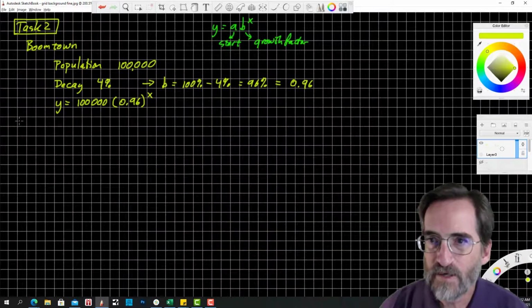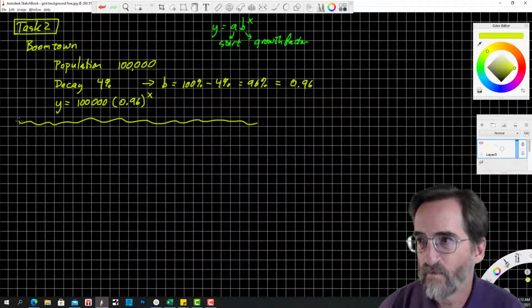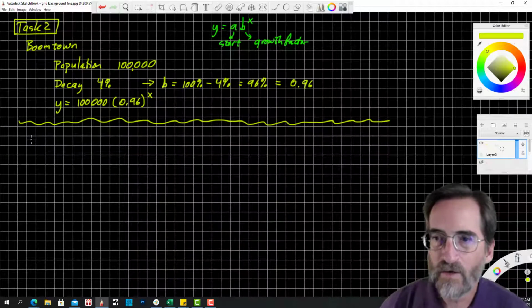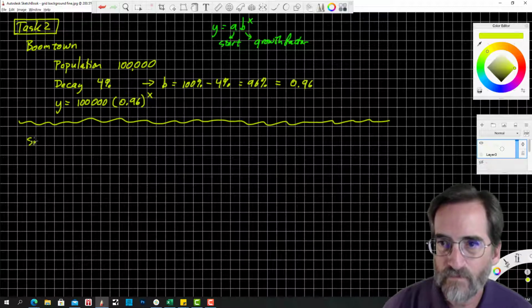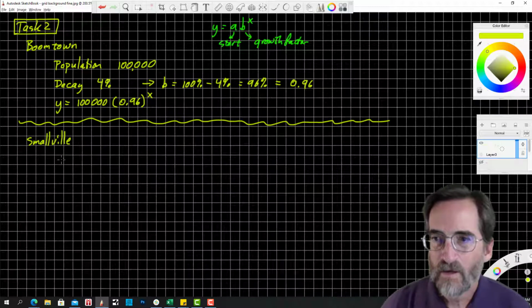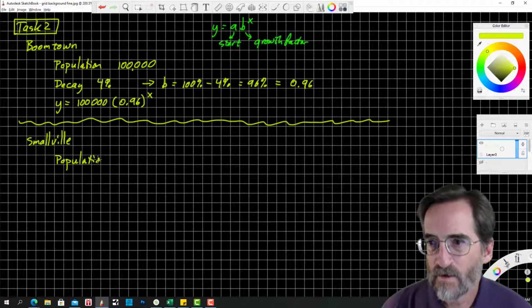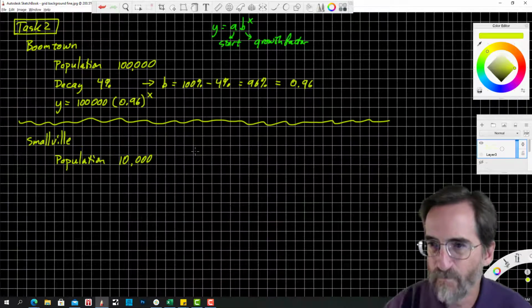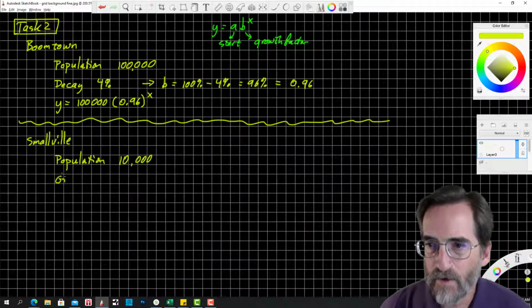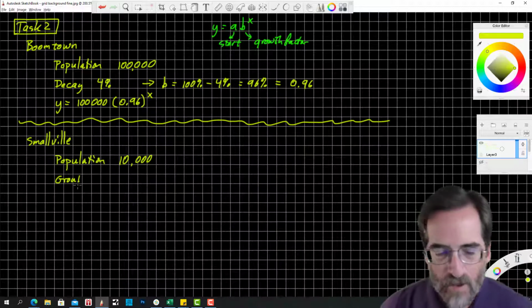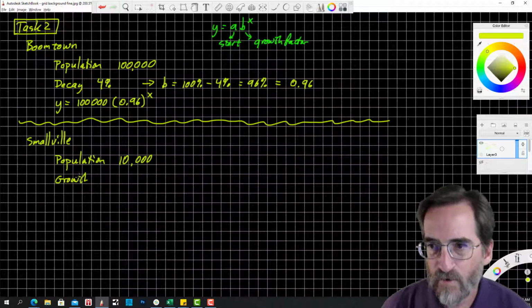Now let's bring up another town. I'm going to call this one Smallville. It's got a population of 10,000. Much smaller, 10 times smaller than Boomtown. But it's growing. It's got a growth rate of 4%.